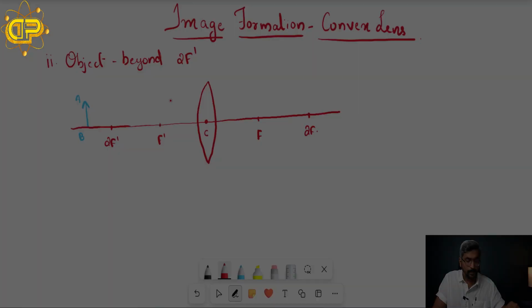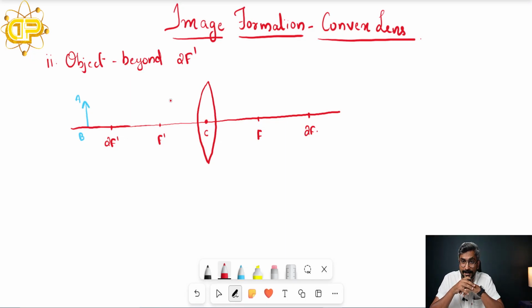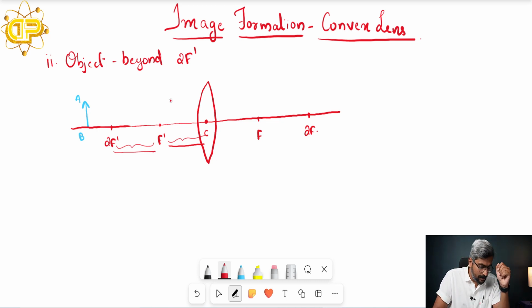Let us see. So here comes the next case, when the object is placed beyond 2F'. One more point I need you all to follow: make sure the focal length, the distances between F' and 2F' and between F' and C, should be equal. While drawing for the exam, it should be almost equal so that you get the correct answer. Otherwise, you will go wrong. So definitely keep those things in your mind.